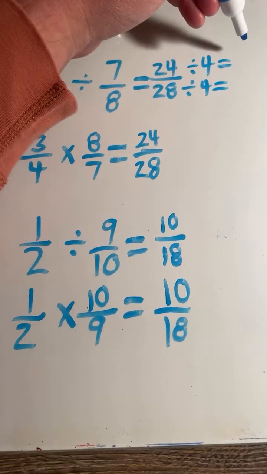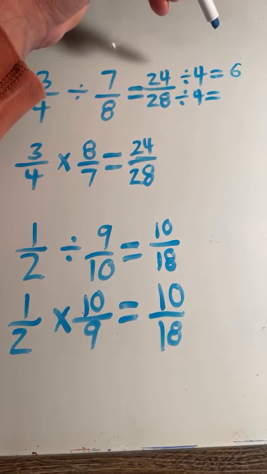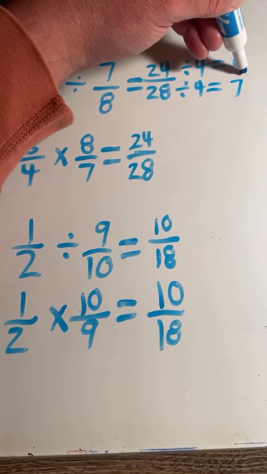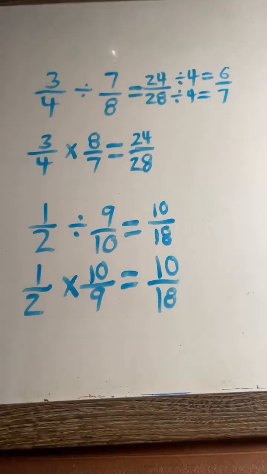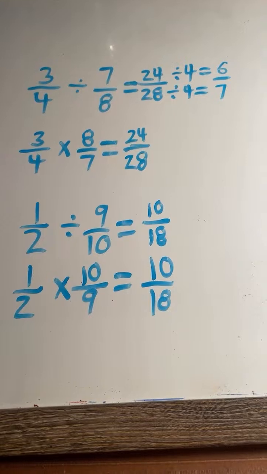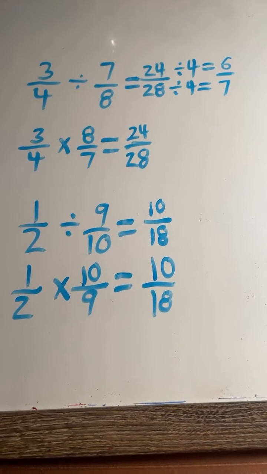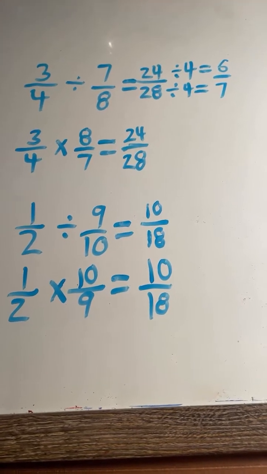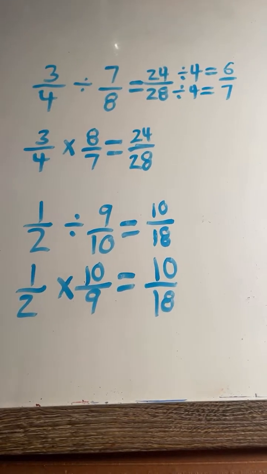24 divided by 4 equals 6. 28 divided by 4 equals 7. And we have our final answer. So 3/4 divided by 7/8 equals 24/28, and in lowest terms would be 6/7.